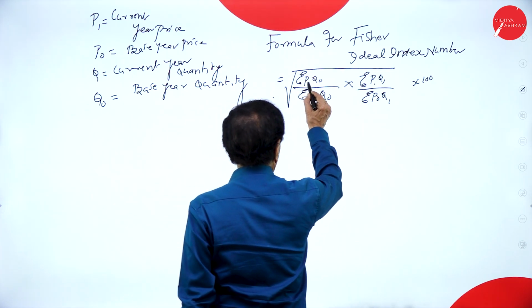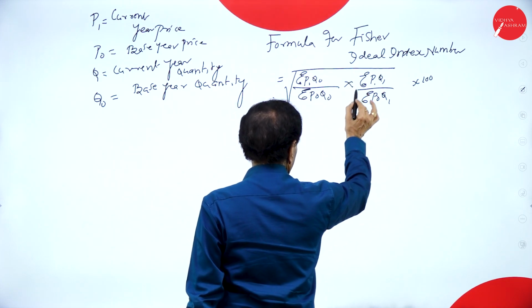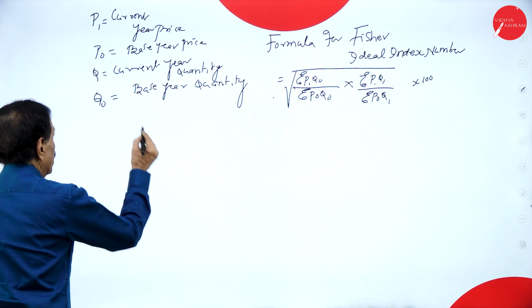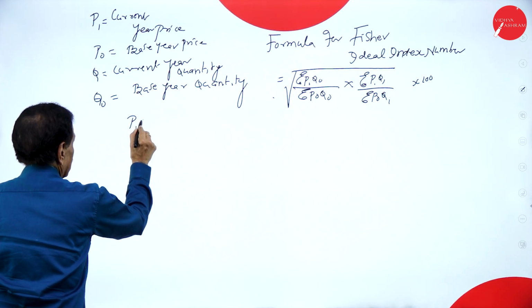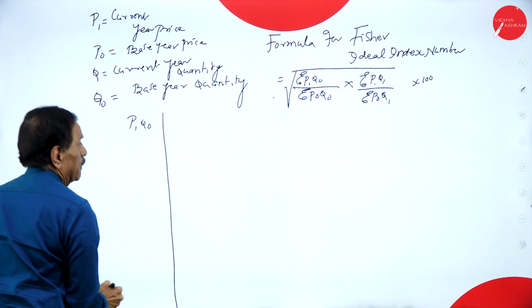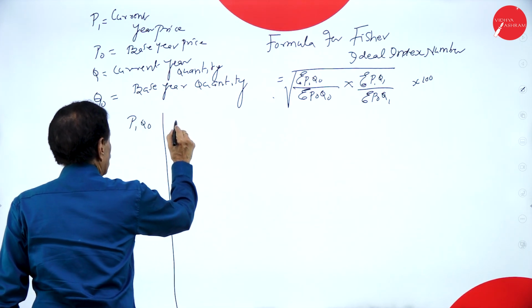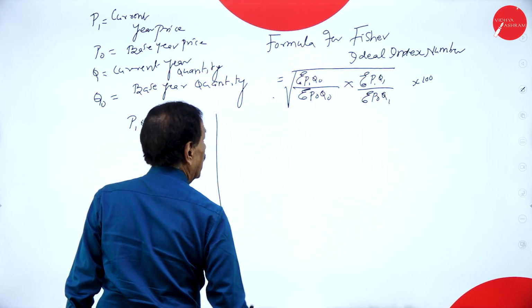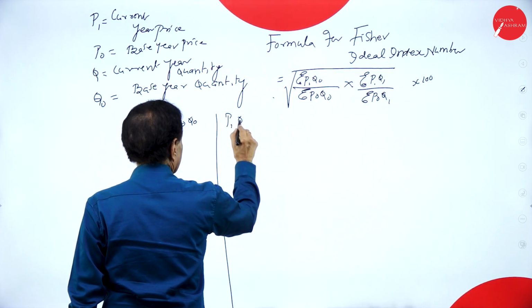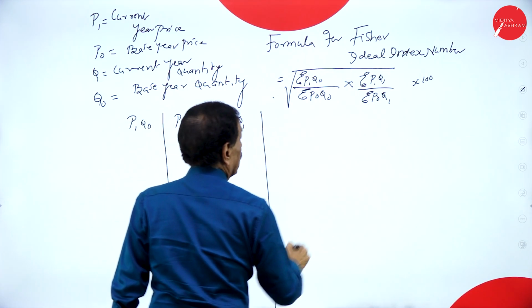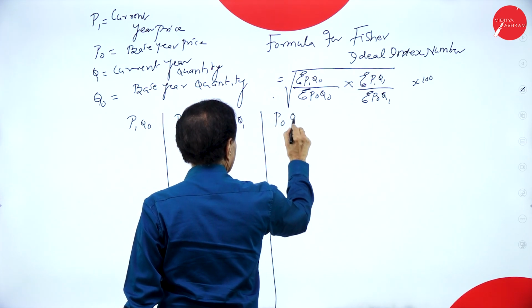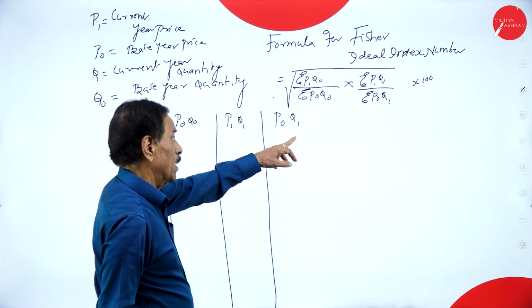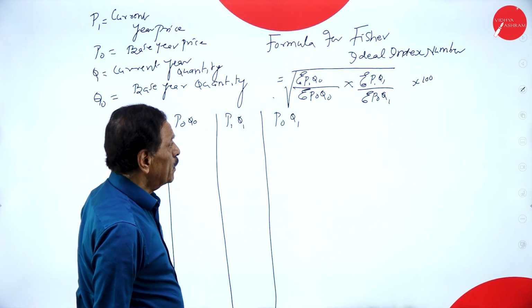Okay, what we require? P1 Q0, P0 Q0, P1 Q1, P0 Q1. We'll move on. What are the requirements? P1 Q0, then P0 Q0, then P1 Q1, then P0 Q1.